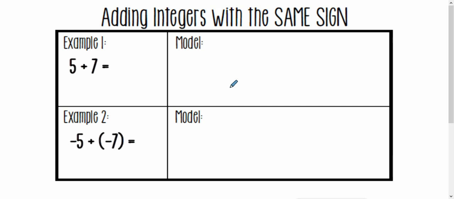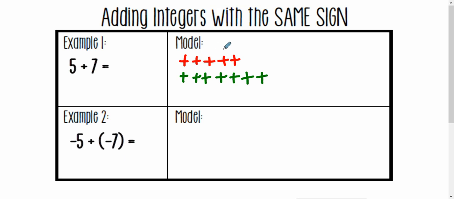The first thing that I want you to do is create a model using plus and minus signs. So I'm going to start with a positive 5. So I'm going to make 5 plus signs. 1, 2, 3, 4, 5. And then I'm going to make 7 plus signs. 6 and 7.